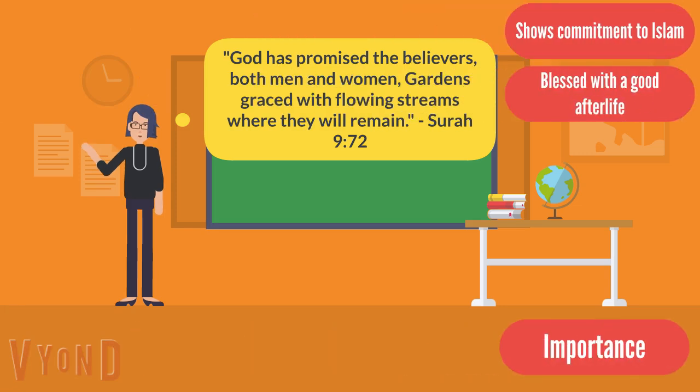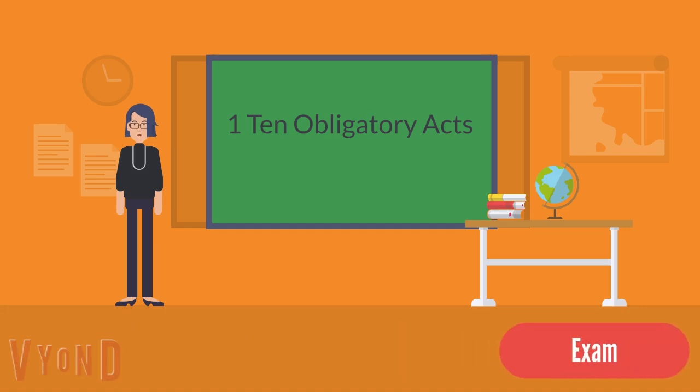The 10 obligatory acts are a way of showing commitment to Islam, through actions. They connect Shia Muslims with Allah, purify their hearts, improve the community, and allow them to be blessed with a good afterlife. In the exam, you might be asked to outline 3 of the 10 obligatory acts, or to explain 2 ways a Shia Muslim can practice the 10 obligatory acts.